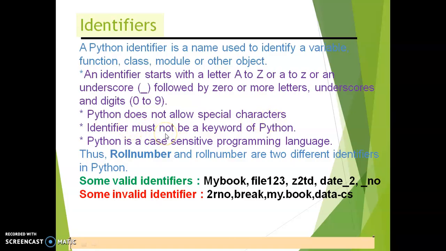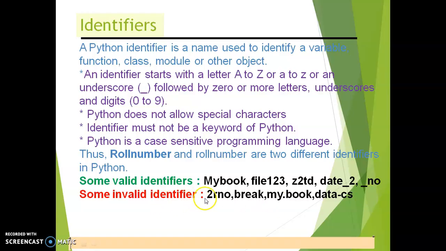An identifier must not be a keyword of Python. Python is a case sensitive programming language. Case sensitive means small letters and capital letters are treated as different. Thus Roll number and roll number are two different identifiers. Here we can see that in one the R is capital and in the other the r is small. Some valid identifiers: my_book, file123, Z2DD and date_to_number. These are the valid identifiers.